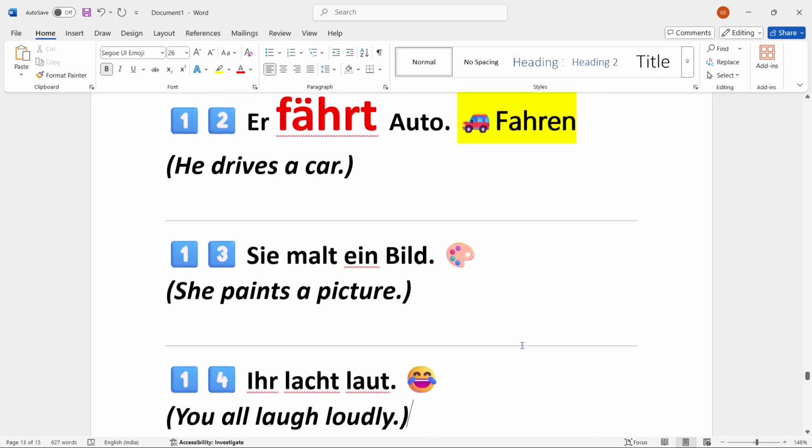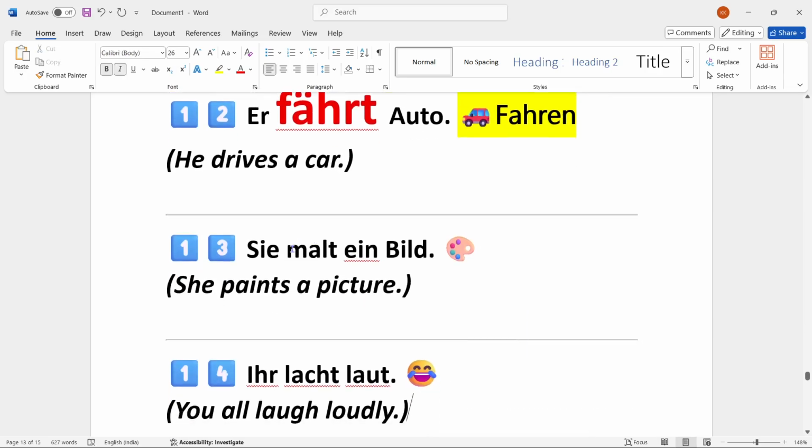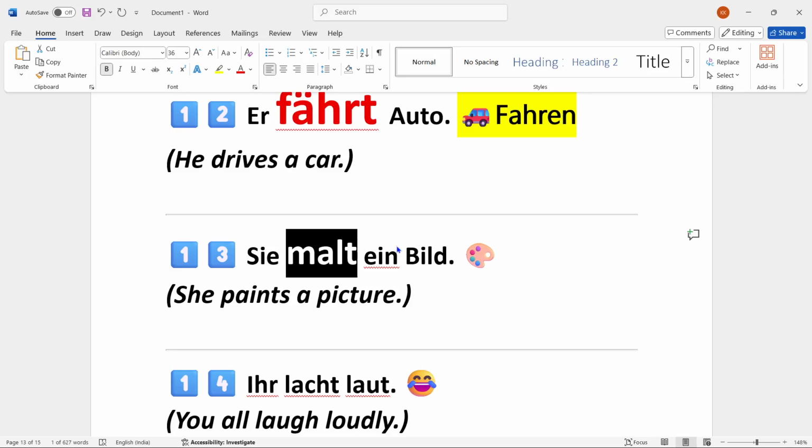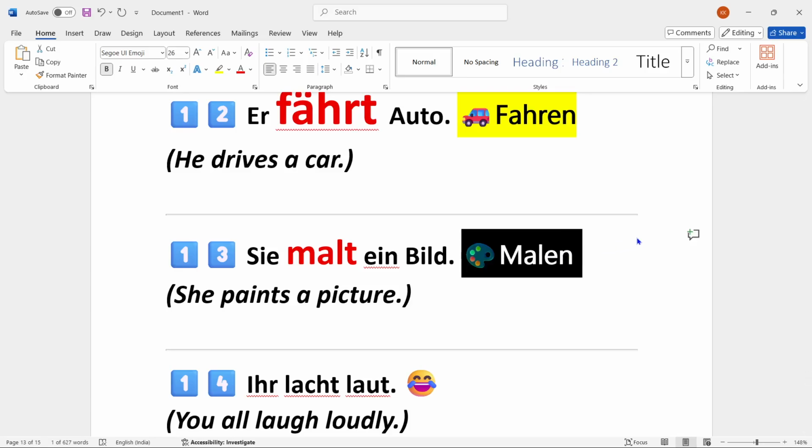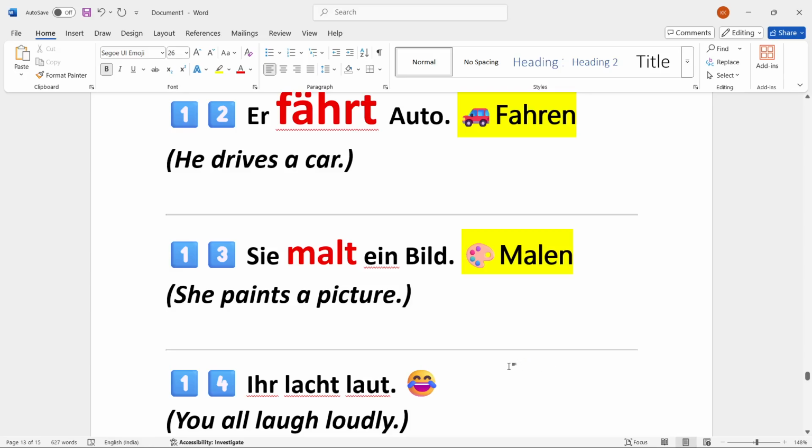Next, malt. Sie malt. It means malen. In German, we can say malen. Malen means to paint. Okay. Malen. Next.